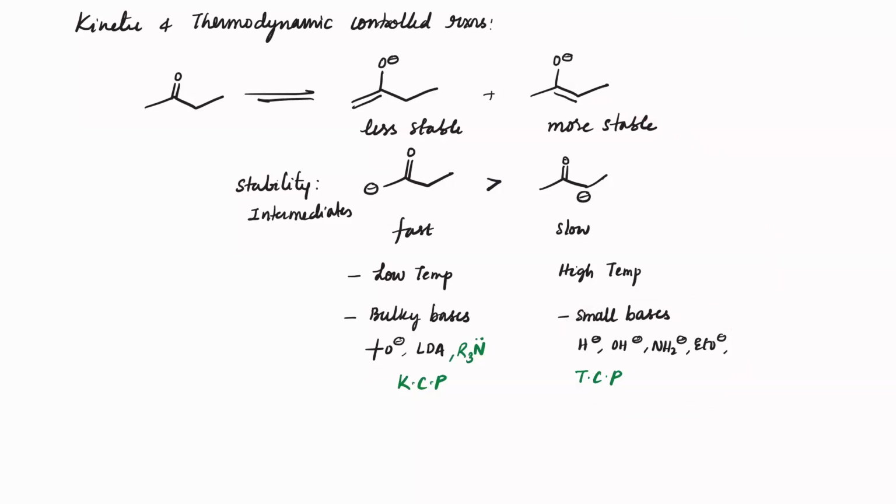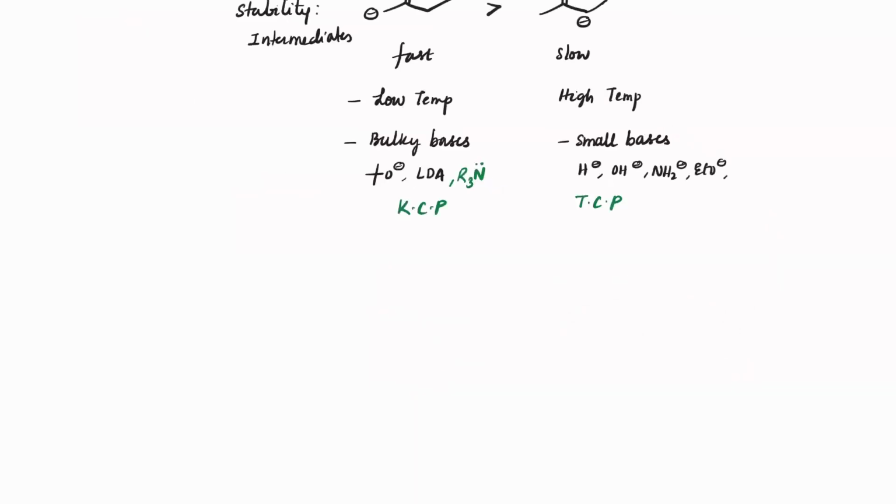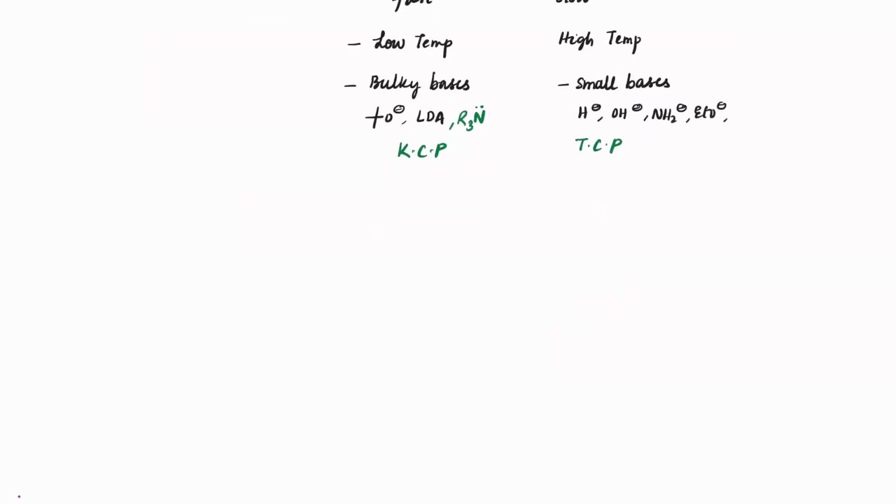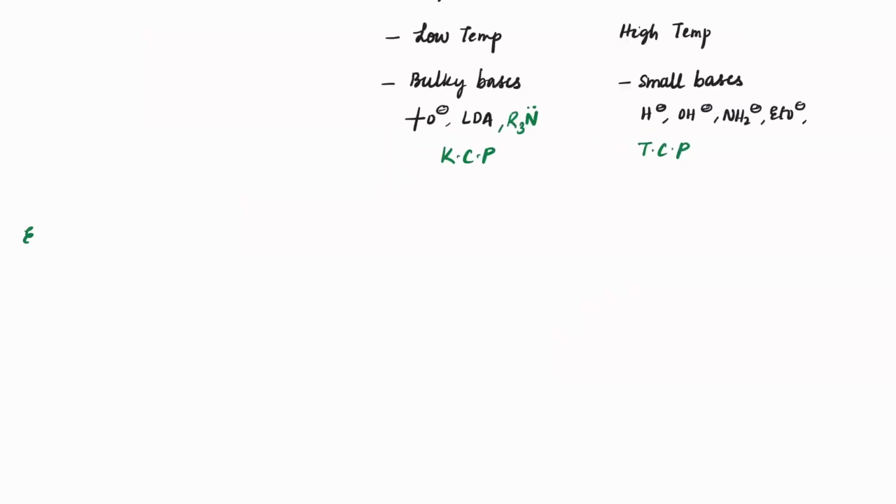Okay. So this is KCP and this is TCP product. Hence, if I put some examples here, you will understand it better. Suppose I have a double bond here and a methyl here, and I'm treating this with LDA at minus 78 degrees Celsius, followed by CH3Br. Then what is the product I will represent here?